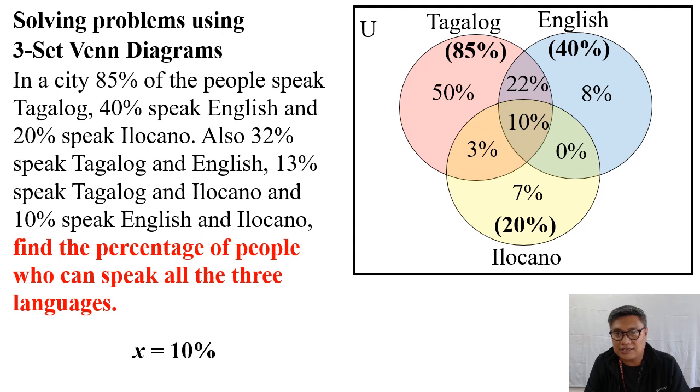So the rest, class, these are already the percentages. And if we add all of this, again, it gives us 100%. Okay, so that's how we solve, class, a Venn diagram that involves three sets that has percentages on it.